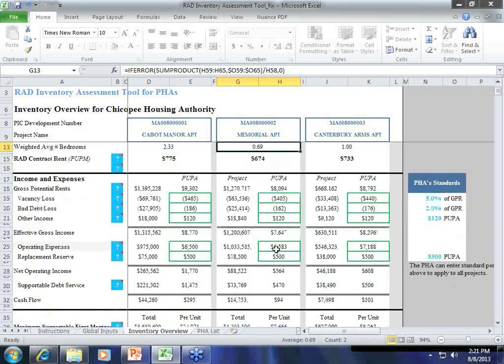Working through the pro forma, we're going to change the operating expenses to what they actually are, $5,600 per unit, and find a net operating income of $1,500. Now, what this property actually needs, though, is very little.